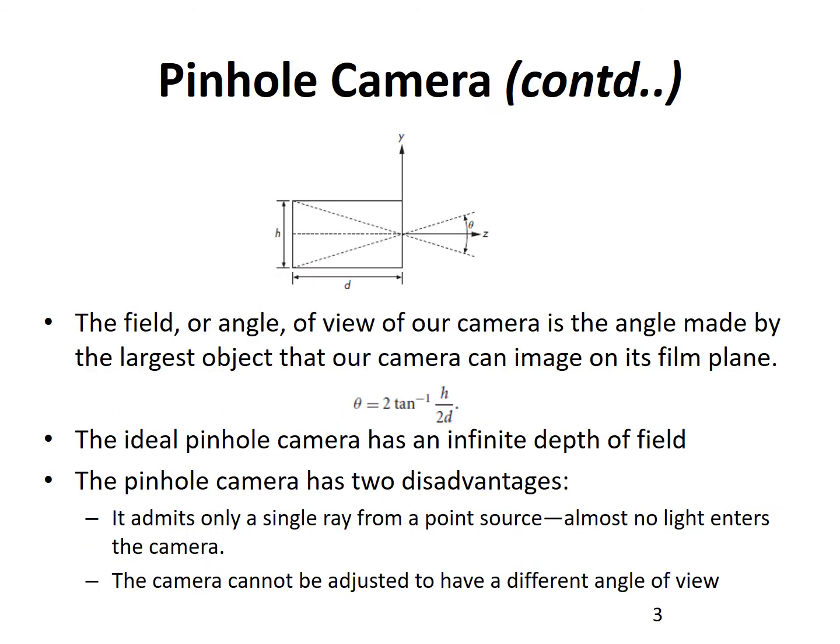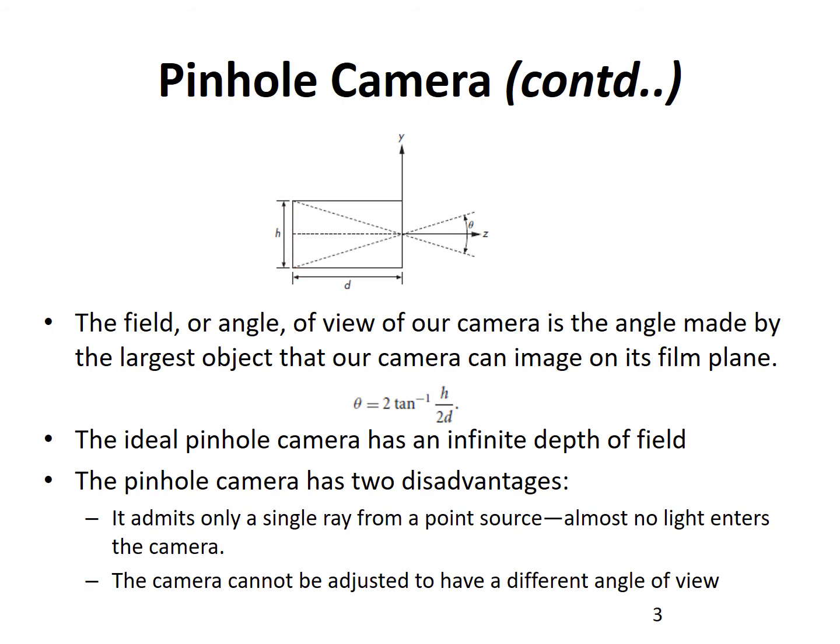The field of view or angle of view of a camera is the angle made by the largest object that our camera can image on its film plane. Here we can actually calculate the angle of view. It is defined by this equation. Theta is equal to 2 tangent inverse h divided by 2d, where d is the distance of the imaging plane from the lens or the pinhole, and h is the height of the imaging plane.